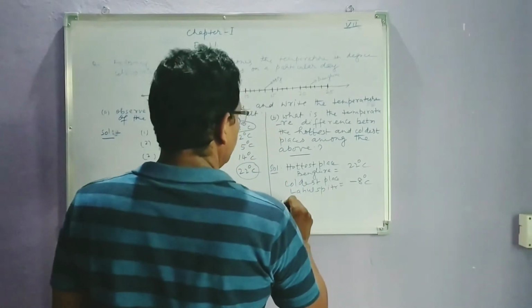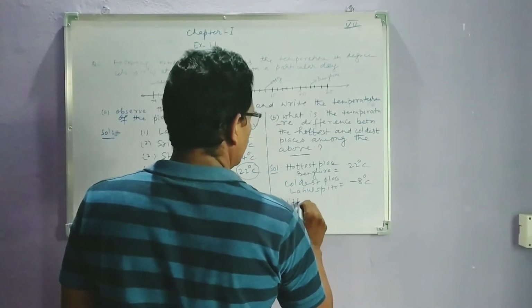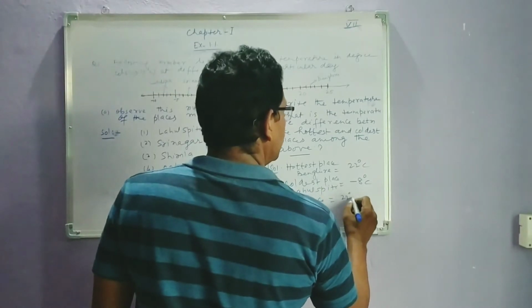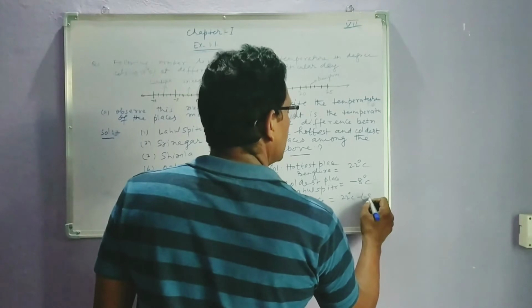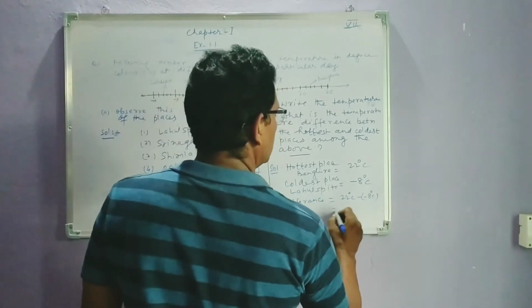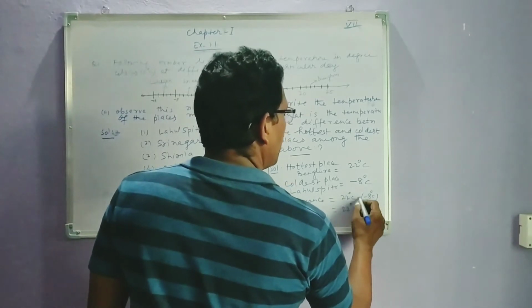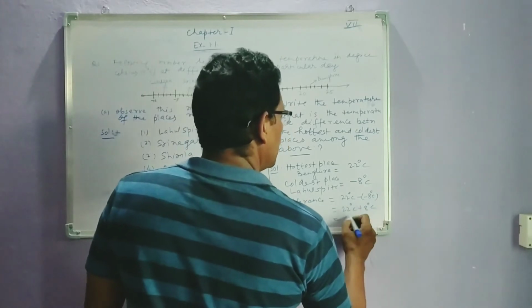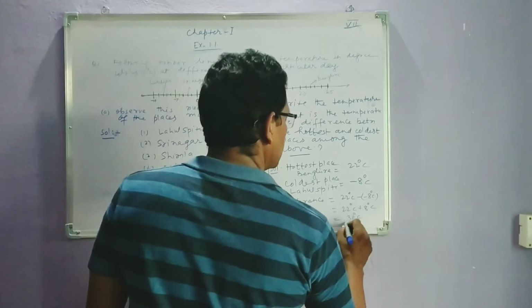So difference. 22 degrees Celsius minus minus 8 degrees Celsius. 22 degrees plus 8 degrees Celsius. 22 plus 8, 30 degrees Celsius.